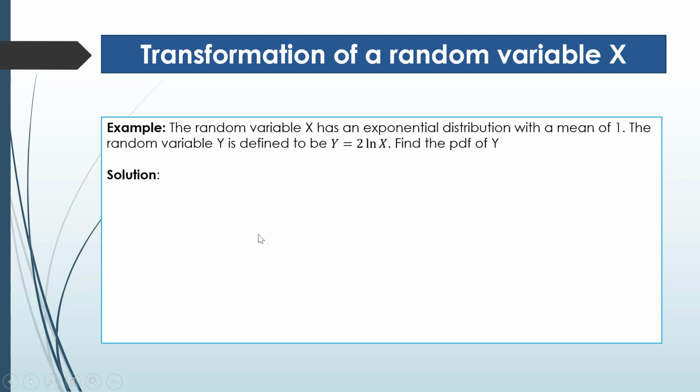So here Y is 2 natural log of X. This is equivalent to X is e to the y over 2. I'm going to denote this function as v(y), so little x is simply v(little y). And I'm going to take the first derivative of v(y). So v prime of y is 1/2 e to the y/2.